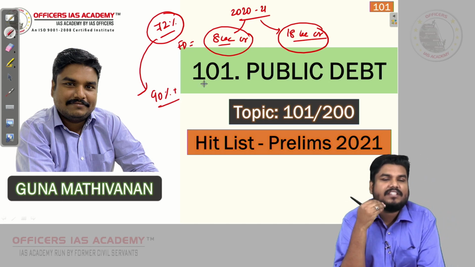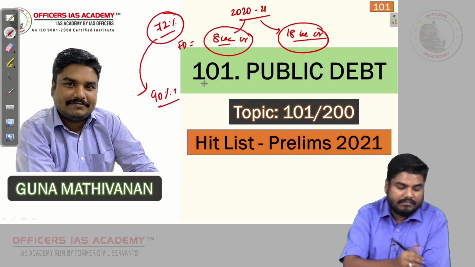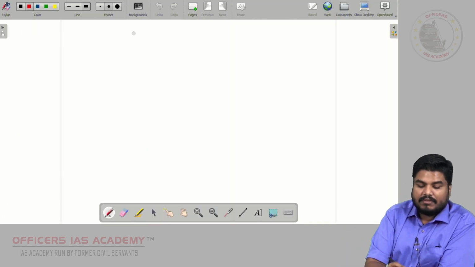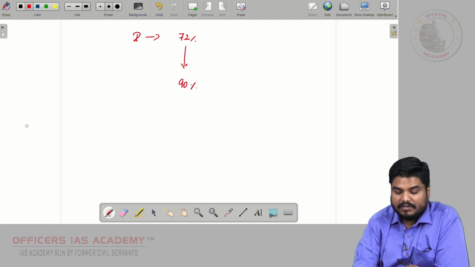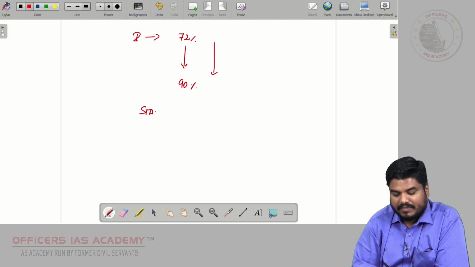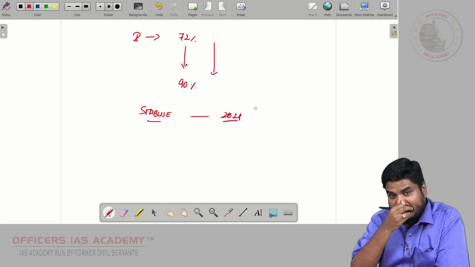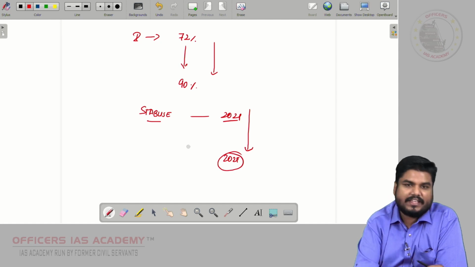I am not saying, IMF is saying. IMF came with a report saying that India's public debt to GDP ratio is going to increase up to 90%. So, it was 72%, but now because of corona, it is going to cross 90%. And the IMF report says that this increasing trend will stabilize by 2021, and it will start declining after 2025.